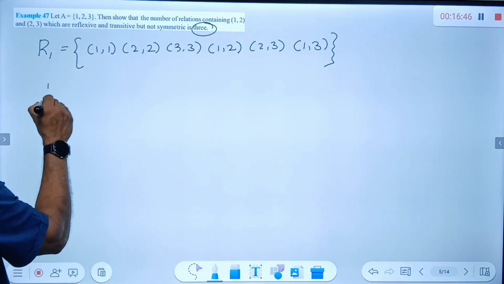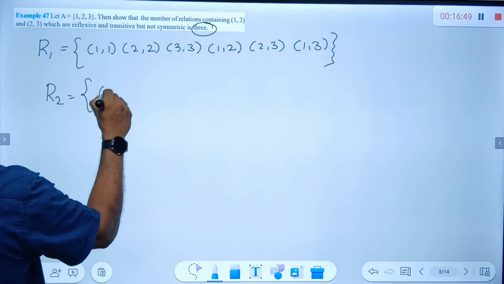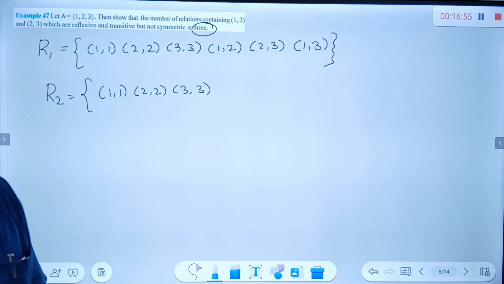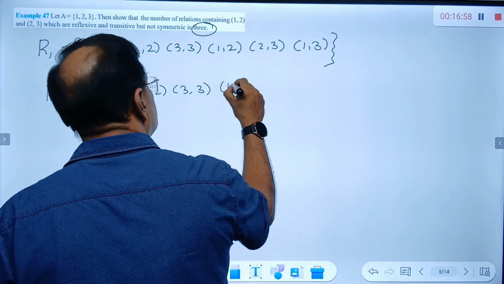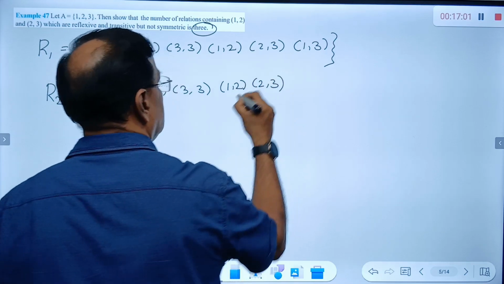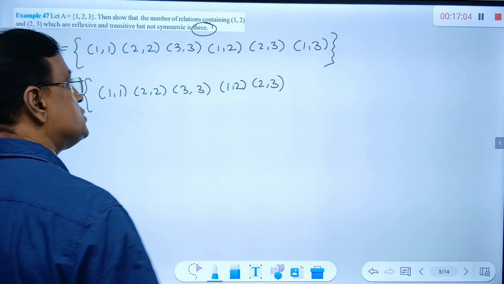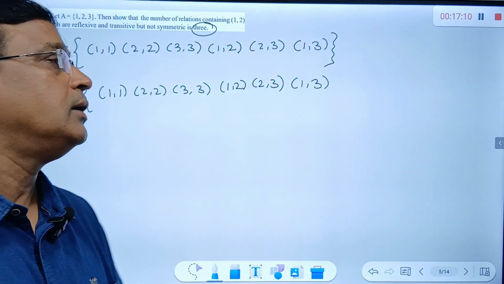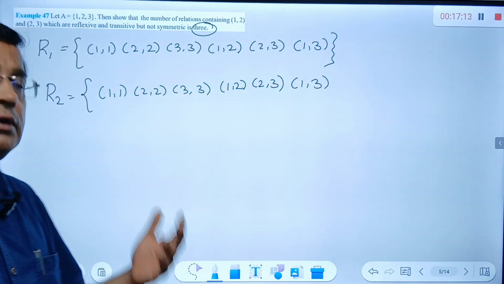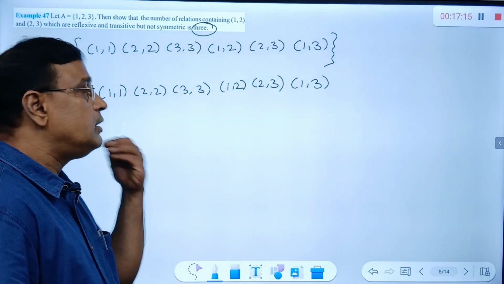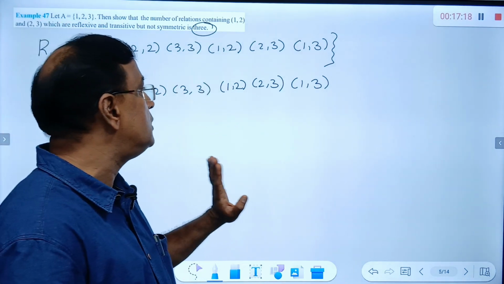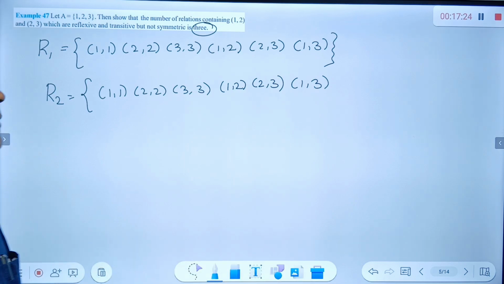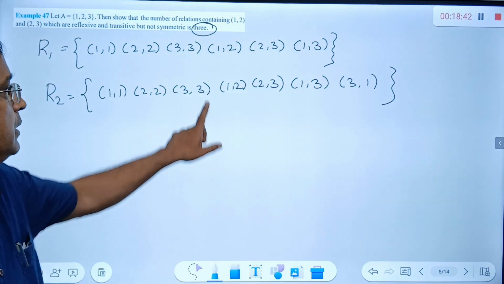Now let's take the next relation, R2. You will have (1, 1), (2, 2), (3, 3), (3, 1), and by the condition you should have (1, 2) and (2, 3). Yes, and because it has to be transitive, definitely you should have (1, 3). Now, is it reflexive? Yes, it is reflexive. Is it symmetric? Definitely not symmetric, because (2, 1) is not there, (3, 2) is not there.